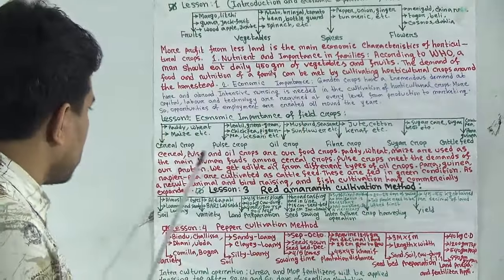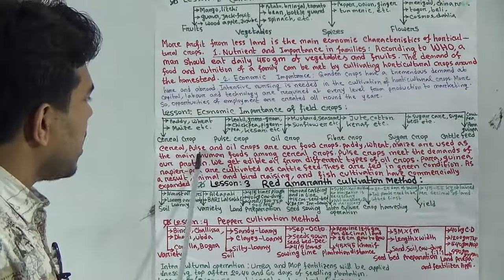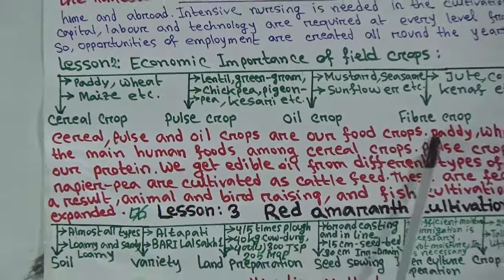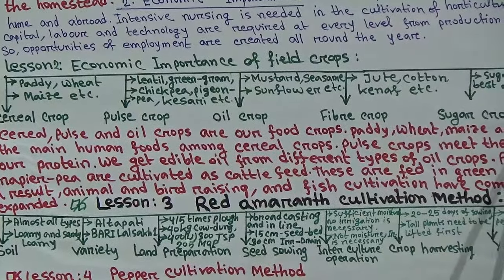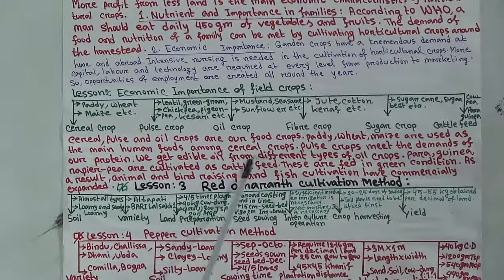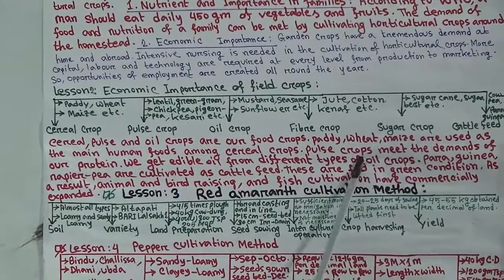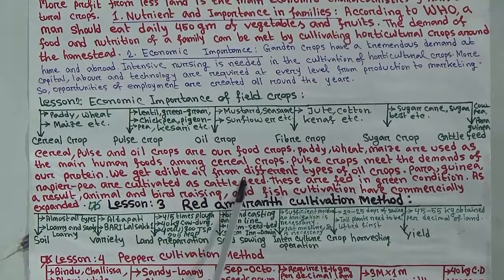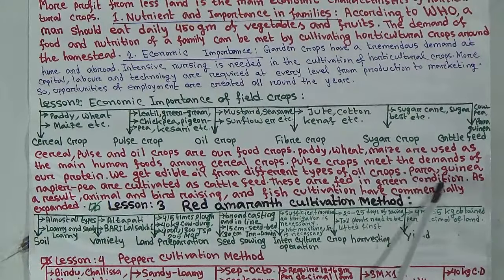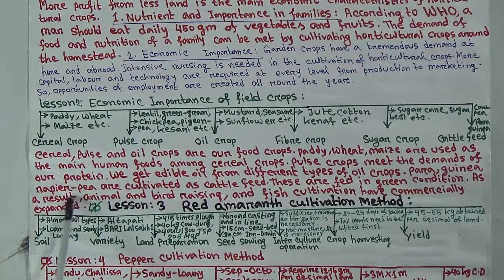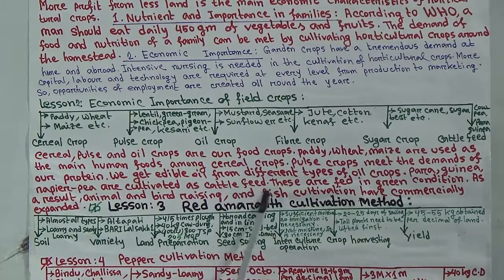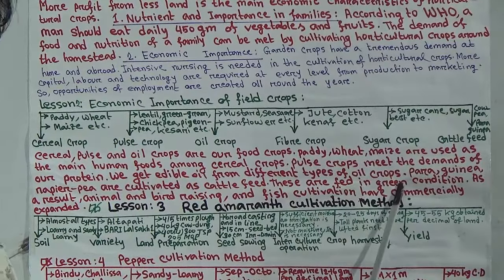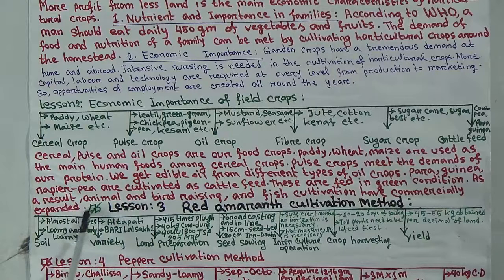Okay, next go to next lesson. Listen here. Cereal, pulse and oil crops are our food crops. Paddy, wheat, maize are used as main human foods among cereal crops. Pulse crops meet the demands of our protein. We get edible oil from different types of oil crops. Para, Guinea, Napier are cultivated as cattle feed. These are fed in green condition. As a result, animal and bird raising and fish cultivation have commercially expanded.